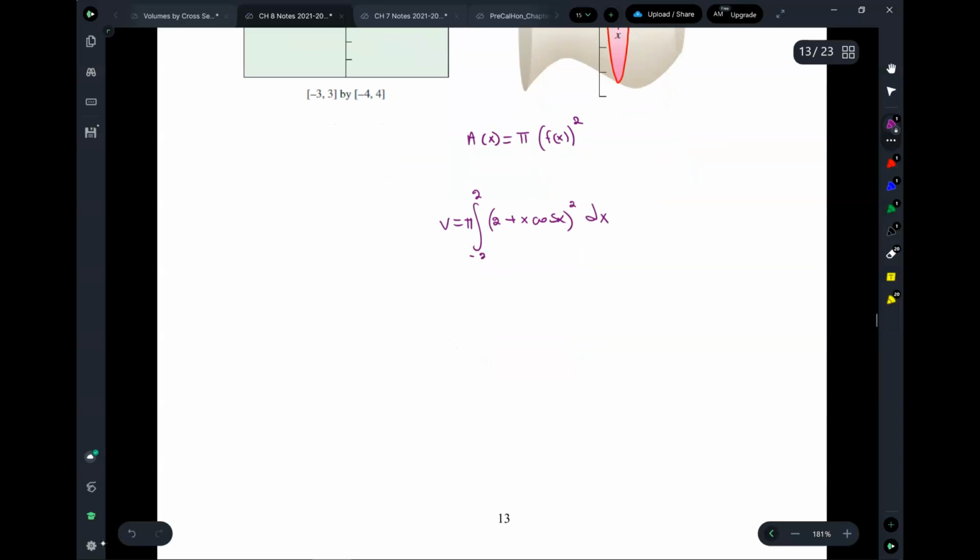And this you can't even integrate by hand. You have to put it in the calculator. 52.429. You'll learn later how to integrate it by hand.